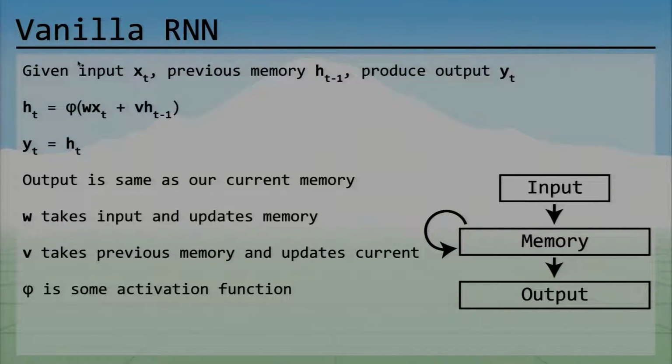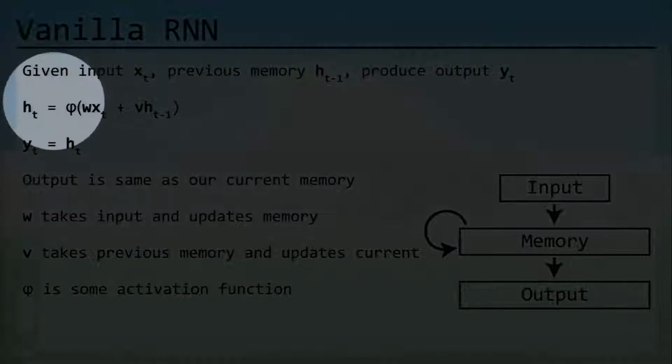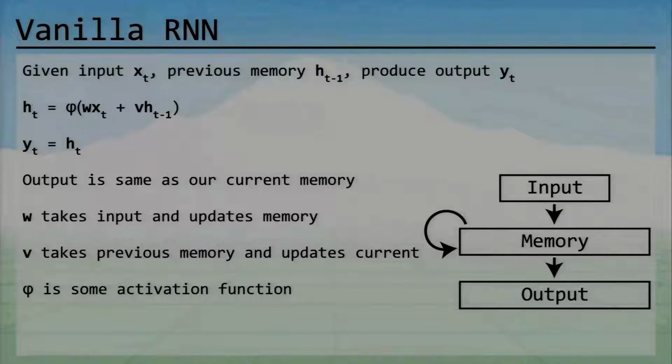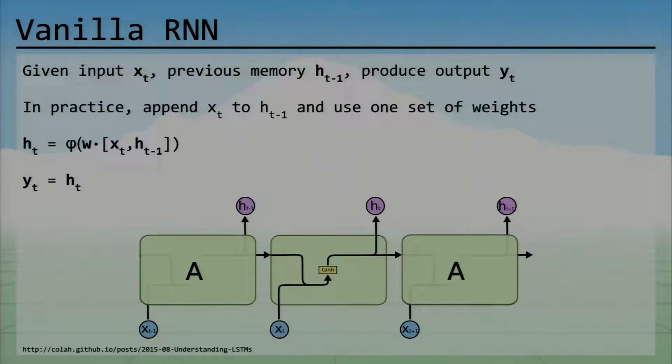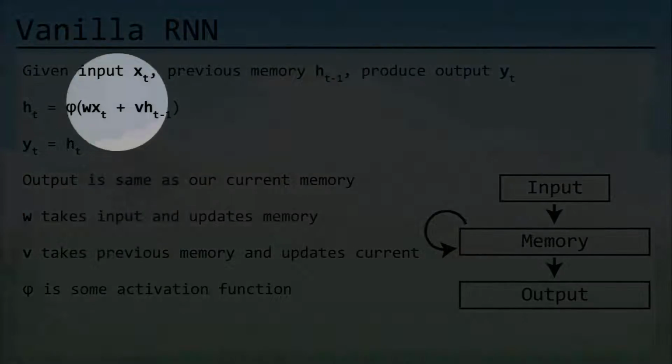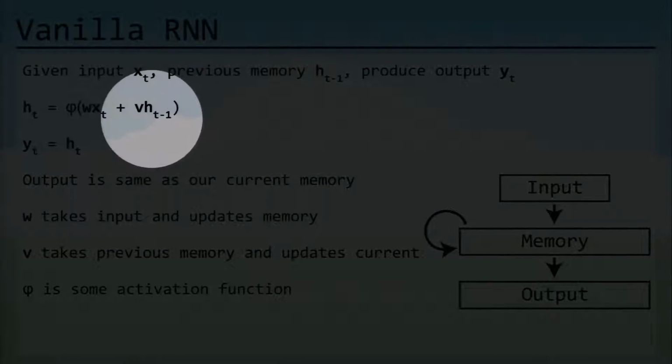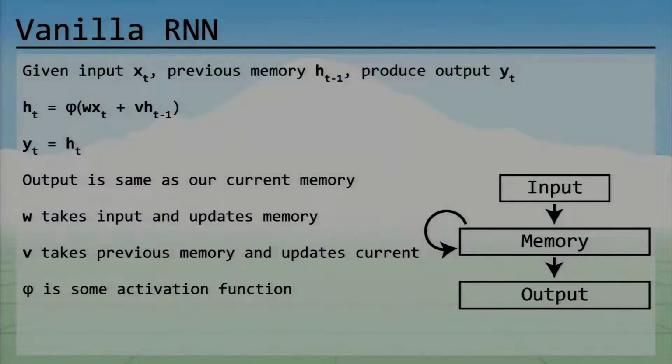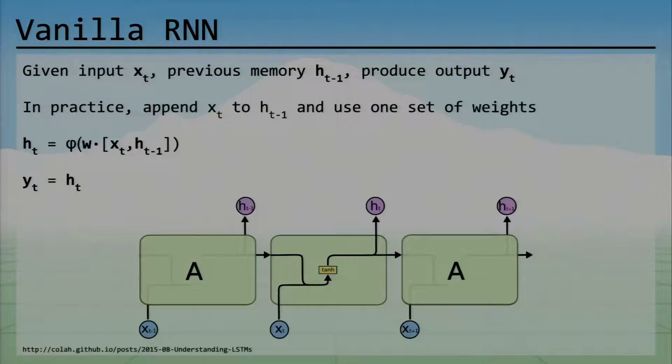Exactly, so we have W and V, which are these weight matrices. One of them takes the input and updates the memory. The other one takes the previous memory and forms updates to the current one. We're just going to add those two updates together, and we have some activation function phi. In practice, we don't have to do these independently. Since we're just adding together the outputs of Wx and Vh, we could form this as a single fully connected network where we've appended these two streams together.